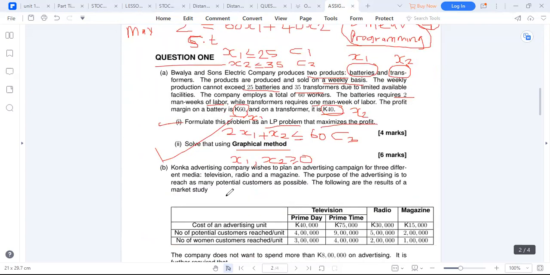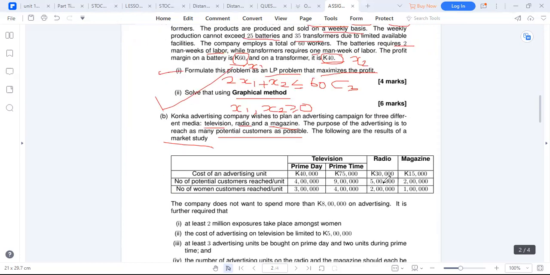Then we look at part B of question 1, which talks about Konka Advertising Company, which wishes to plan an advertising campaign for different media: television, radio, and a magazine. The purpose of advertising is to reach as many potential customers as possible. The following are the results of the market study. So television, the radio, and magazine. The cost of an advertising unit, we have these ones. And of course, we have other things.